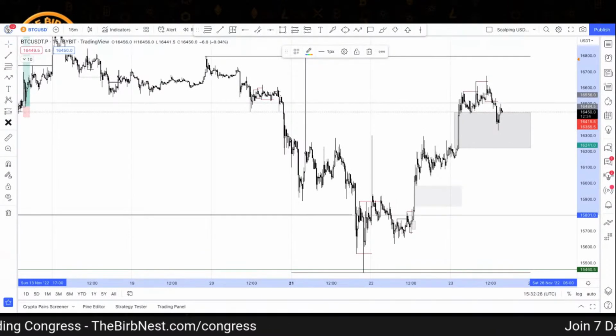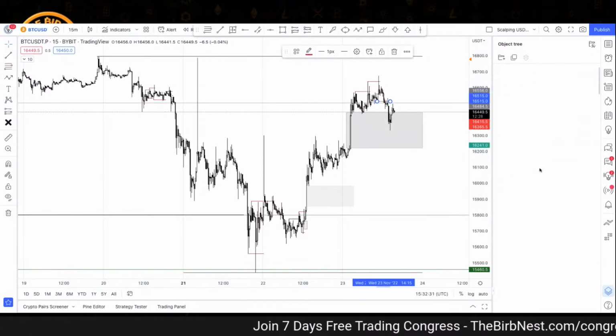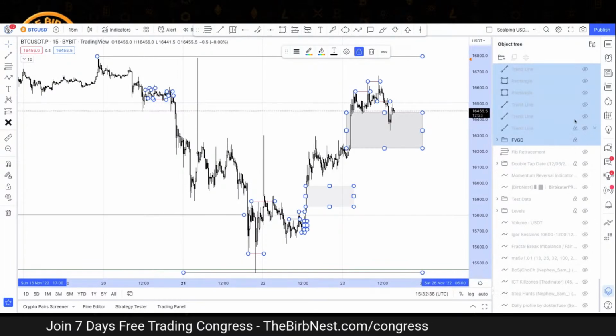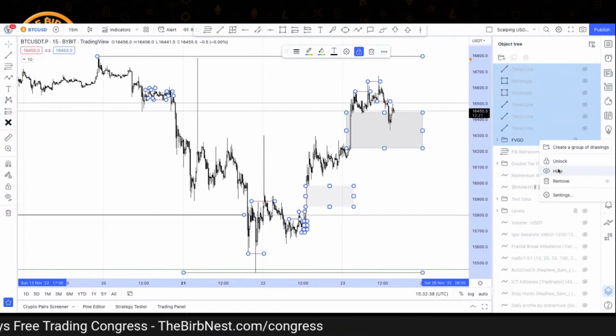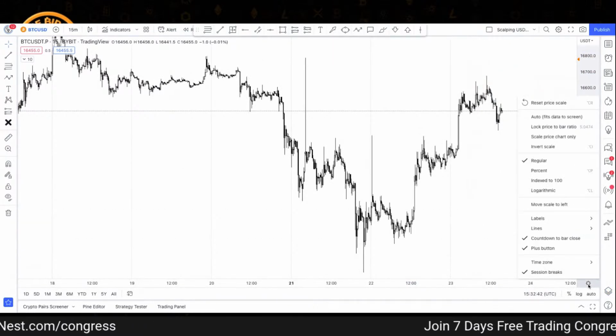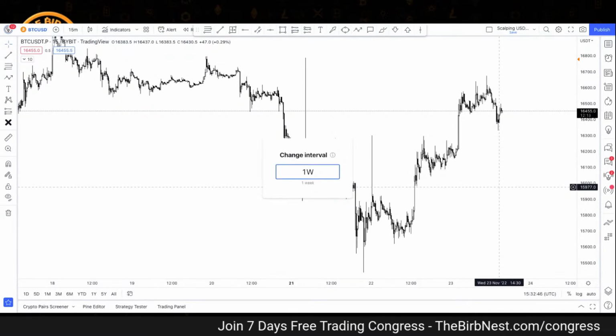So here we are. Now, what I'm going to do is clean this chart right up. And then let's get ourselves a nice clean chart. Now, I'm going to turn my session breaks off for a moment, and we're going to start on a weekly, guys, all right?